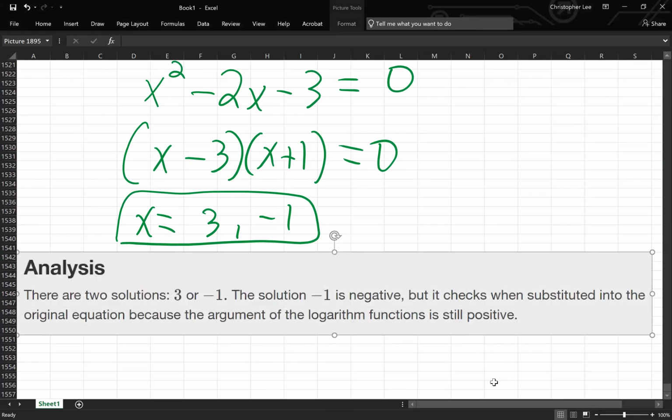So there are two solutions, 3 or negative 1. The solution negative 1 is negative, but it checks when substituted into the original equation because the argument of the logarithm function is still positive, right? So even though I'm plugging in a negative 1 to check, it doesn't change the answer. The answer becomes positive again, so we're good to go. It's only a number that won't make the inside negative. As long as the inside remains positive, you're good to go.